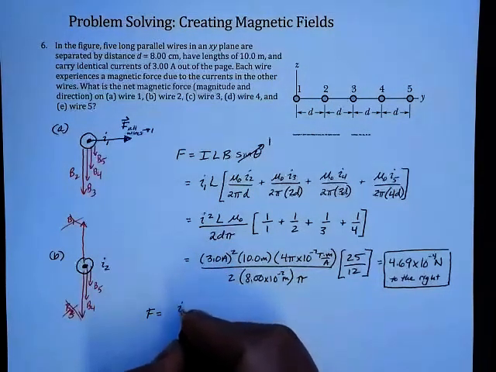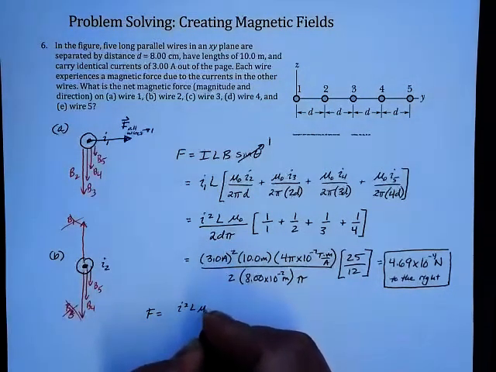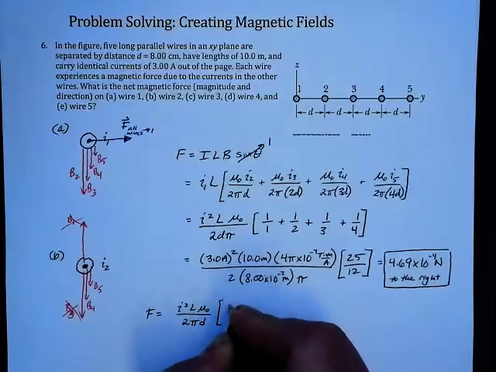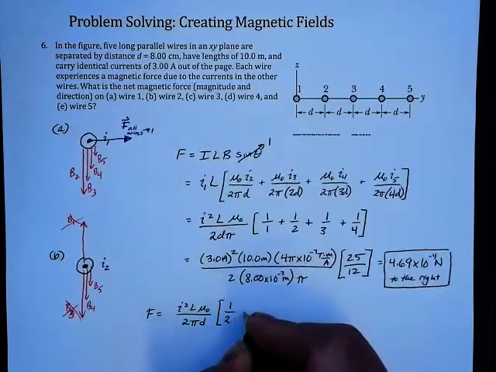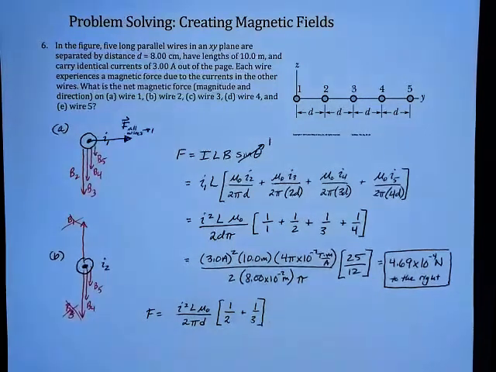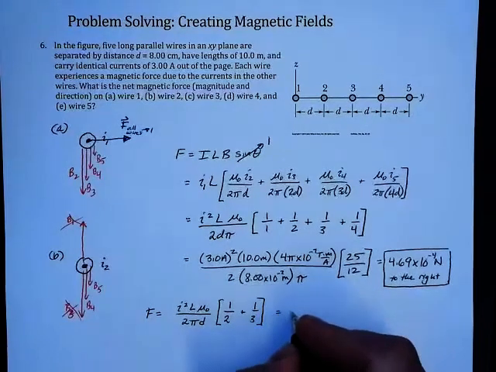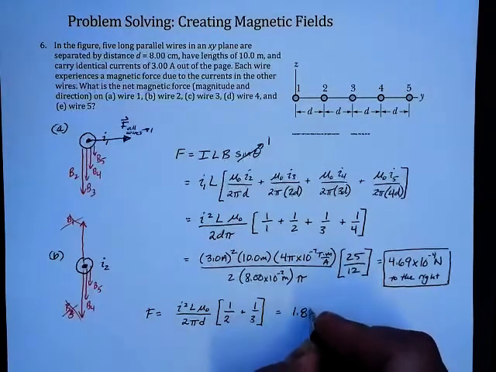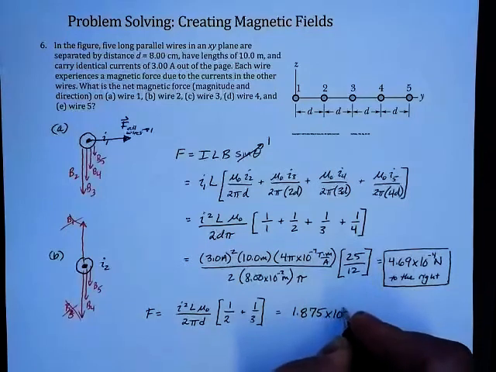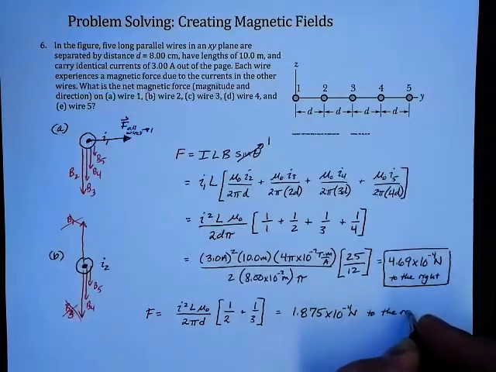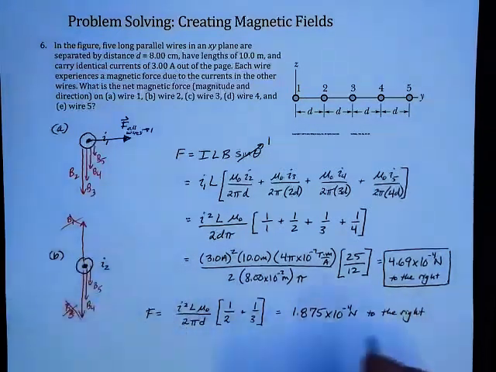So I'm going to end up with an I squared L mu 0 over 2 pi, I'll put the d over there. And then it's going to be 1 over 2d, so that 1 over 2 stayed, 1 over 3d, 1 over 3 stayed. Everything else is gone, and if you plug numbers into there, very similar to what we just did, you find this is 1.875 times 10 to the negative 4 newtons. It's also going to be to the right because the net magnetic field is down.